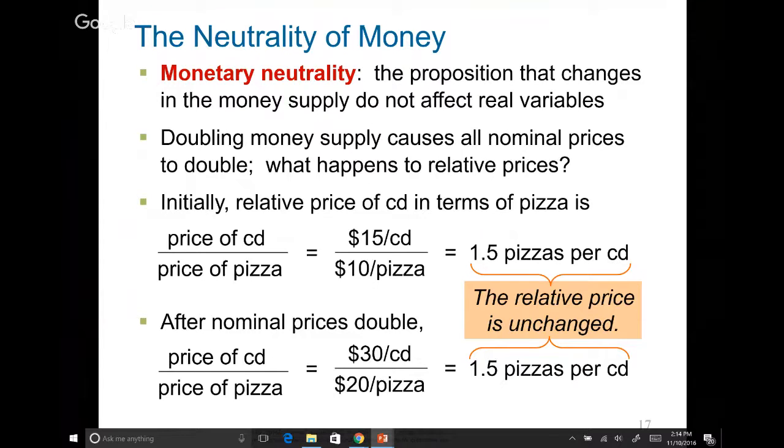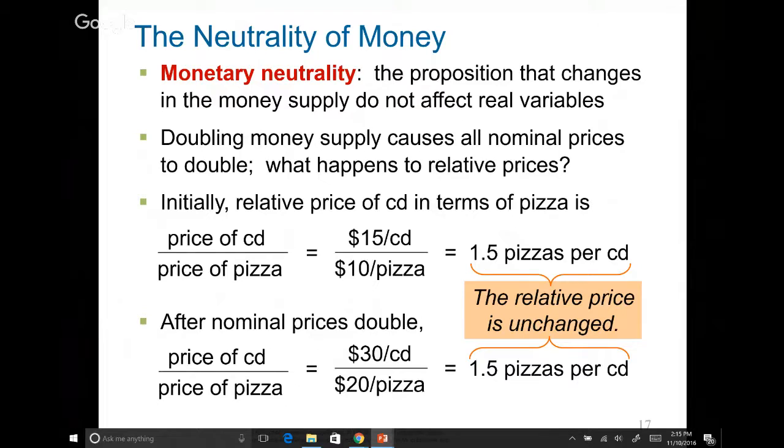Now let's look at an example over here. Initially, let's say the price for pizza is $10, and the price for a CD is $15. So the relative price is 1.5 pizzas per CD. Now if you double the price of everything, so pizza price becomes 20 and CD price becomes 30, your relative price is still 1.5 pizzas per CD. So in this case, when both prices increase by double, your relative price stays the same, so money is neutral.